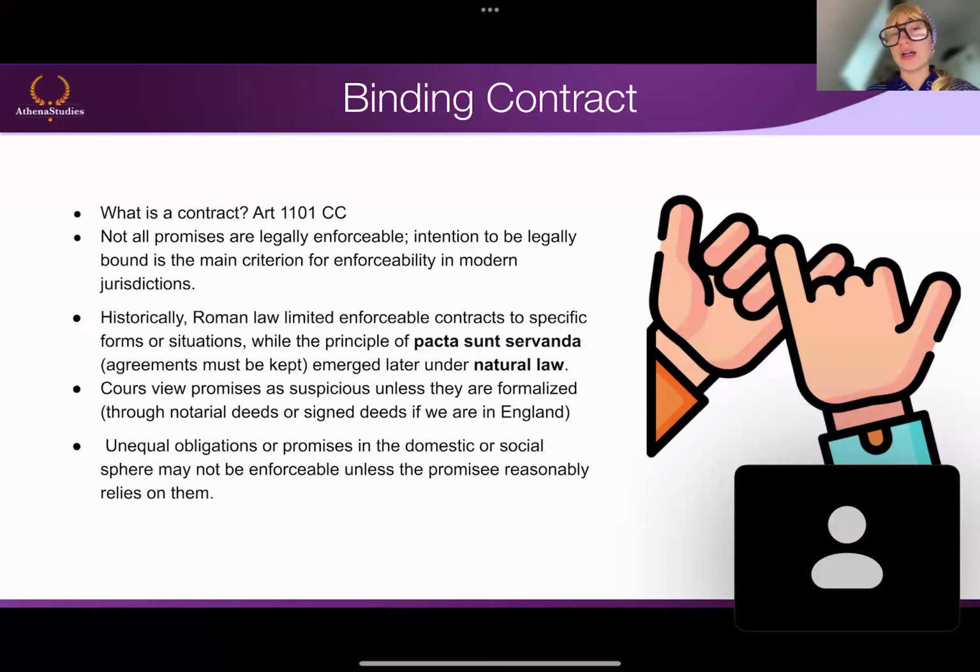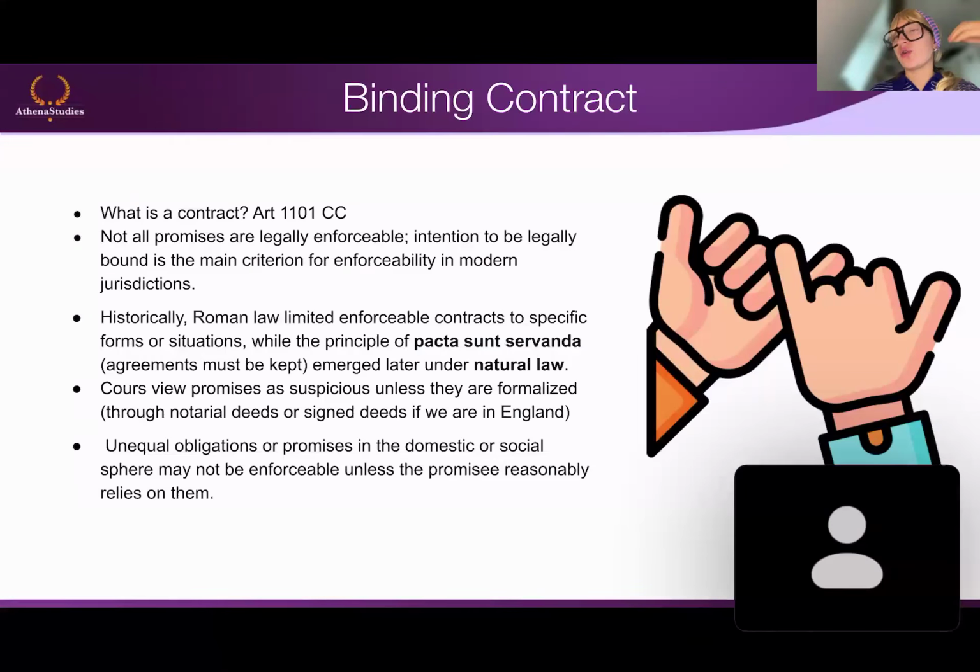You can hold me morally accountable, but not legally, because the court does not really see promises as legally enforceable. The court says that the main criterion for it to be enforceable is that there has to be an intention to be bound, and that is the main thing. So promises are not really the thing you take to court unless they are written out and signed through notarial deeds, or through signed deeds if we're in England, and that is the only way you may have the chance to pursue a promise. That's the main takeaway here.